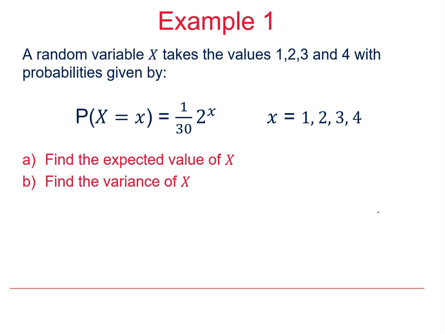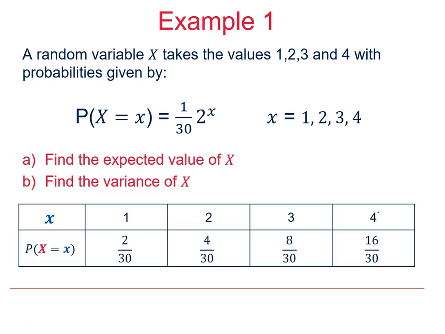So we have our probability distribution here for the discrete random variable x that can take the values 1, 2, 3 and 4, and it's a slightly complicated probability distribution. It's 1 over 30, 2 to the power x, and we're going to find the expected value and the variance for x. So if we just make up a table, it's useful to have a probability distribution table here. So obviously when x is 1, we're going to get 2 to the 1 divided by 30. When x is 2, we'd have 2 squared, which is 4 divided by 30, and so on.